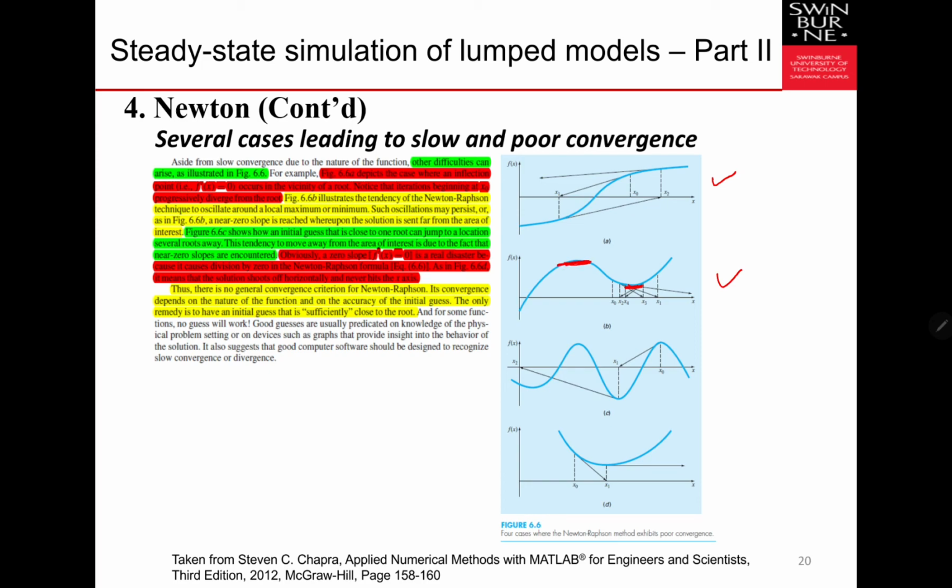Figure 6.6c shows how an initial guess that is close to one root can jump to another location several roots away. It will start from here, go here, and then go here. And the last one, if you have a zero slope, then this will be a disaster, which is almost the same as this case here. So this will go to a position that is far away. These cases highlight the importance of choosing a good initial guess for the Newton-Raphson.